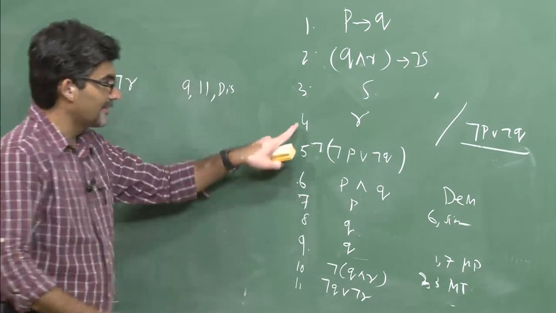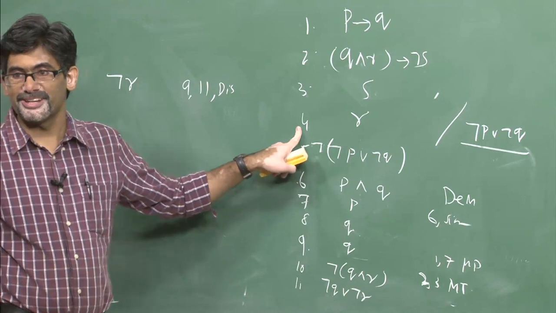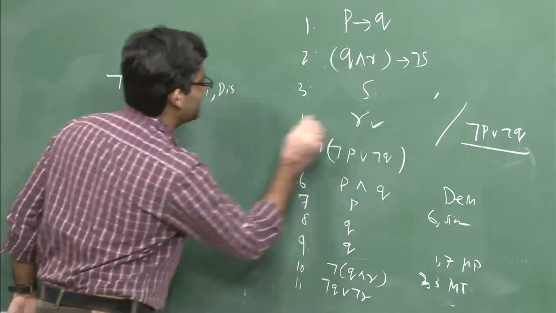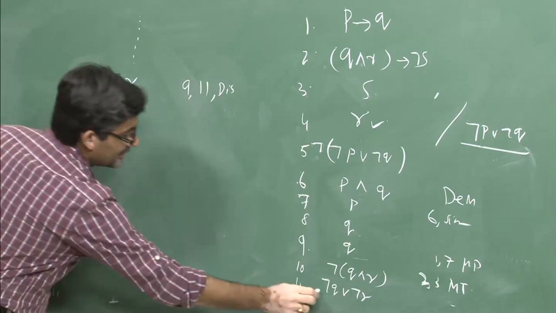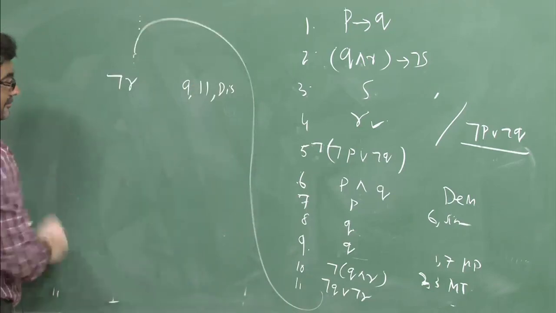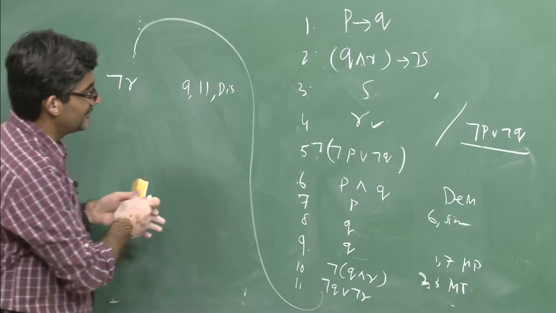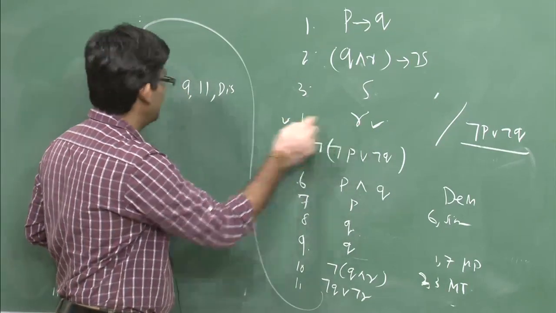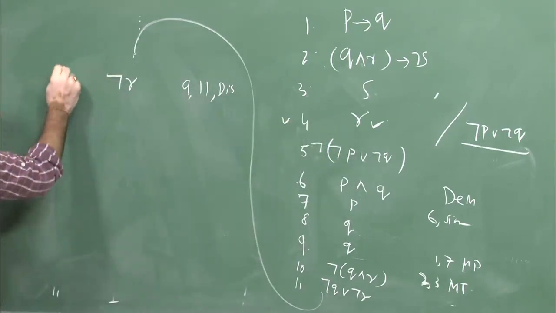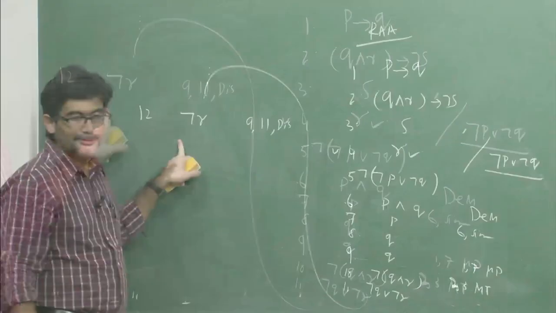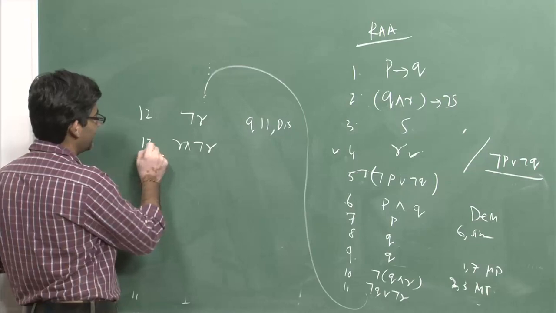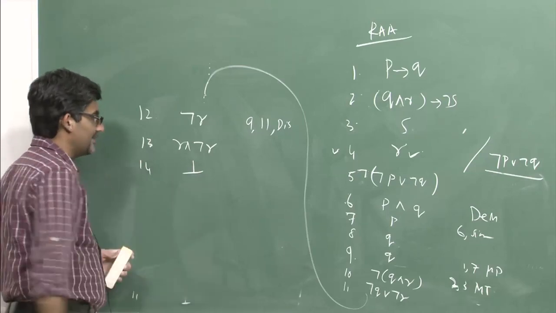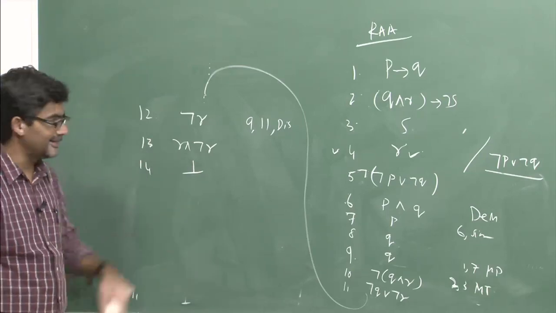So now in the fourth step, you have R here, I mean above. So now we are going like this. Observe, in the fourth step you have R here, and in the 12th step you came across not R. So that means it is R and not R. In the 14th step it is a contradiction, X and not X is a contradiction.